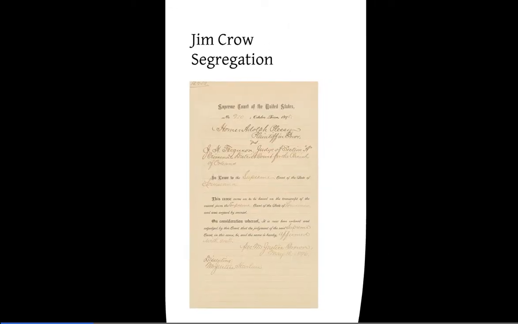There was also Jim Crow segregation for a lot of African Americans, and this is the cover from the Supreme Court decision of Plessy versus Ferguson. It legalized Jim Crow segregation, which meant the policy of separate but equal.